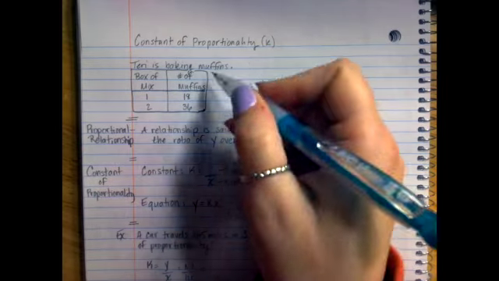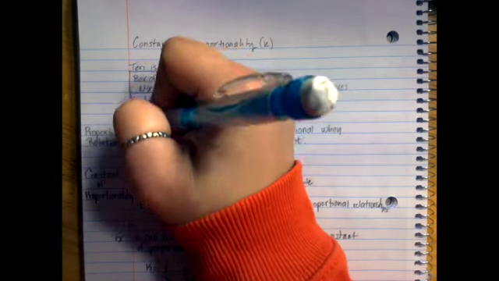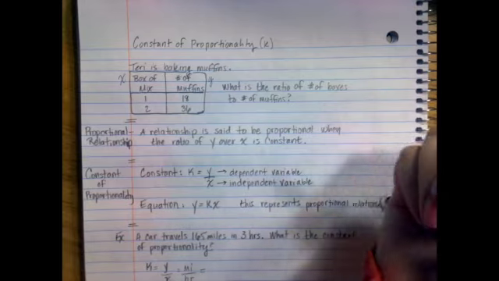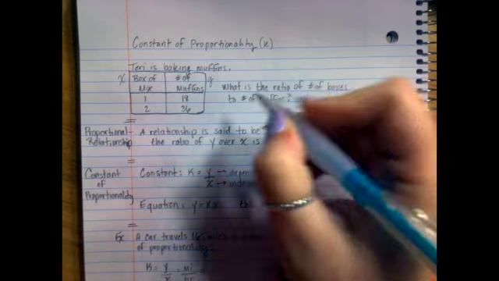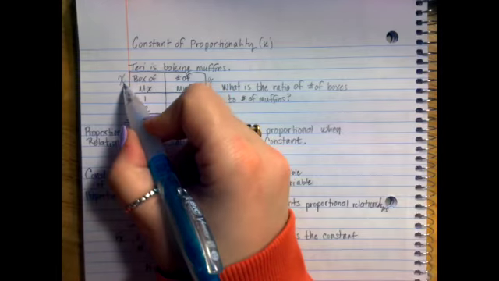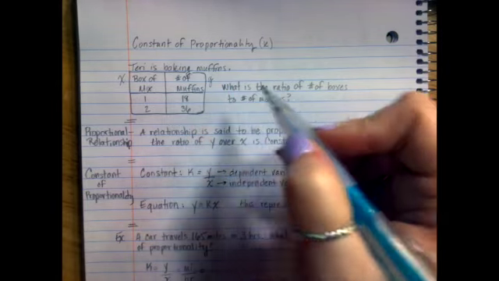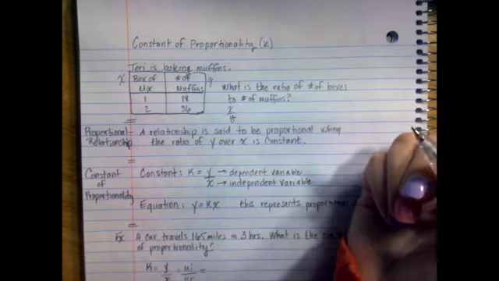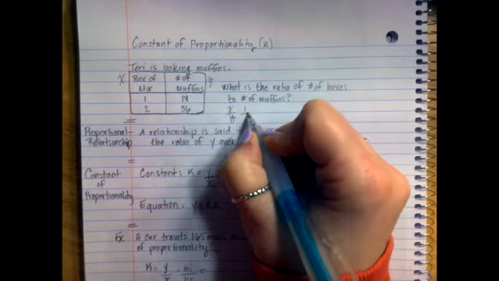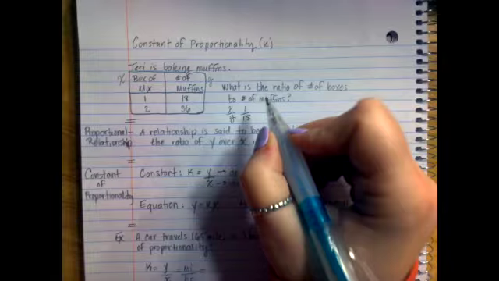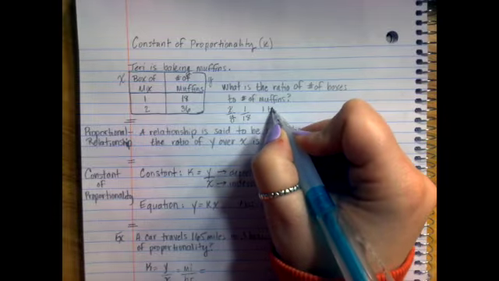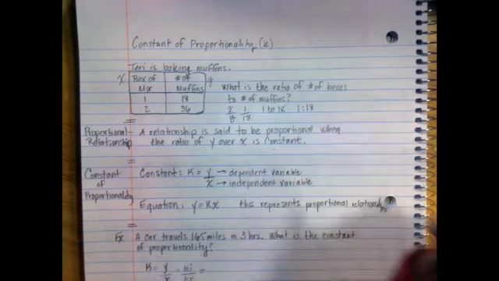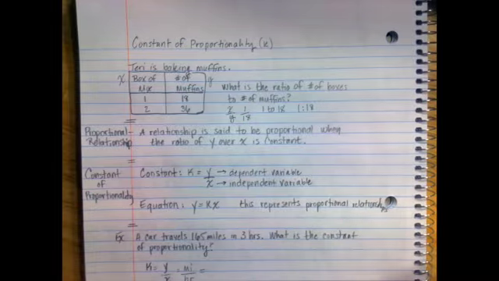Taking a look, since this is a table, this side is X, this side is Y. They want us to do the number of boxes, which is X, over the number of muffins, which is Y. So we're going to say X to Y, and for every one box, we get 18. We can also say 1 to 18. We can also say 1, using the colon, to 18. Okay, so there's the ratio.